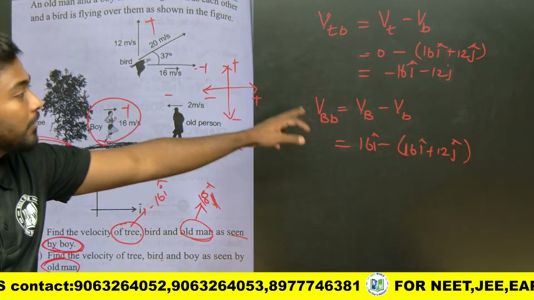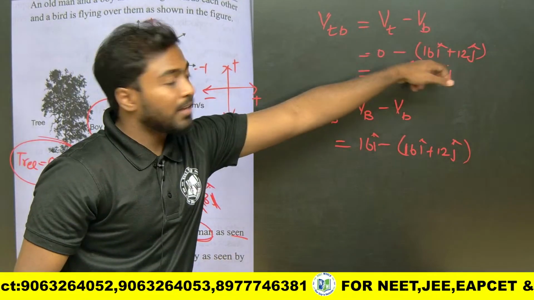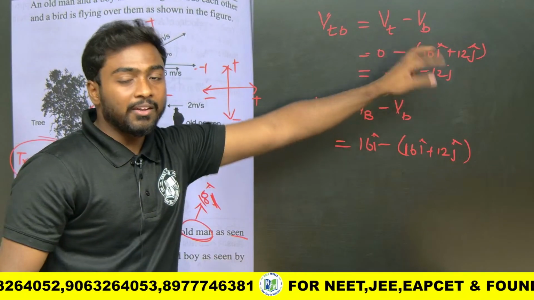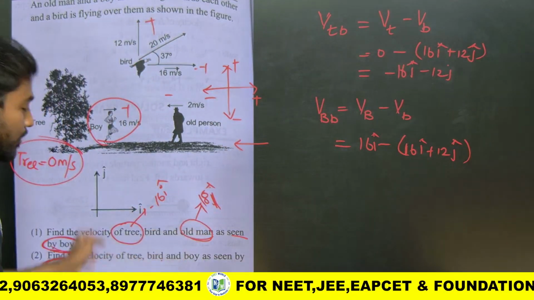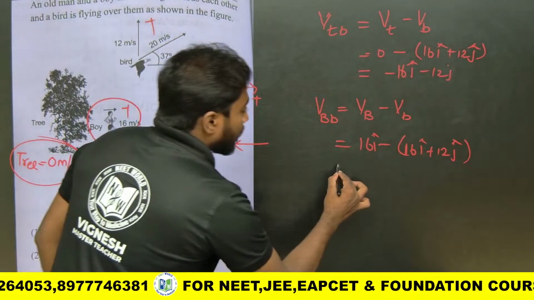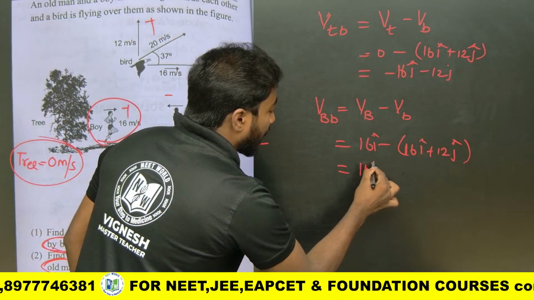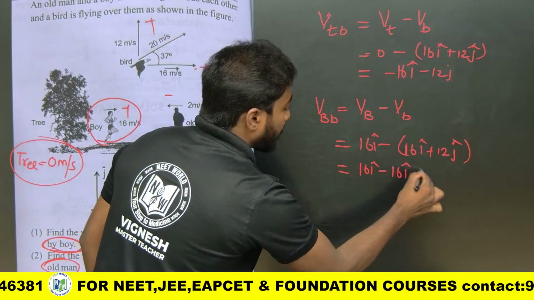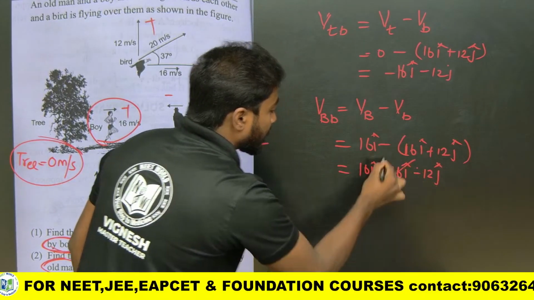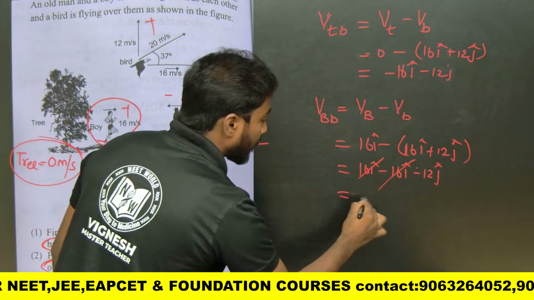So now we can understand easily. So 0, but I have taken in both x-axis and y-axis. So similarly we will do for this also, okay. So this one 16 I cap minus 16 I cap plus minus 12 j cap. So 16 cancel, minus 12 j cap.